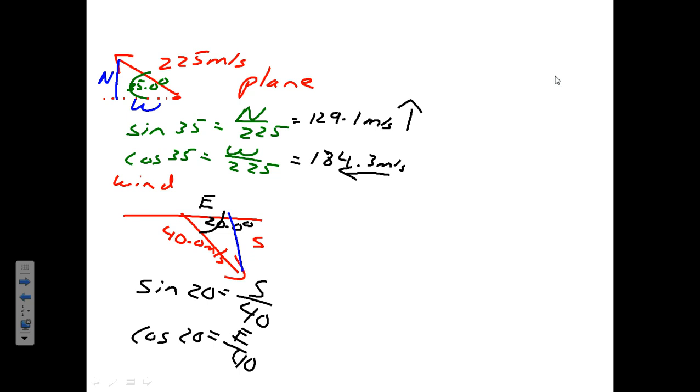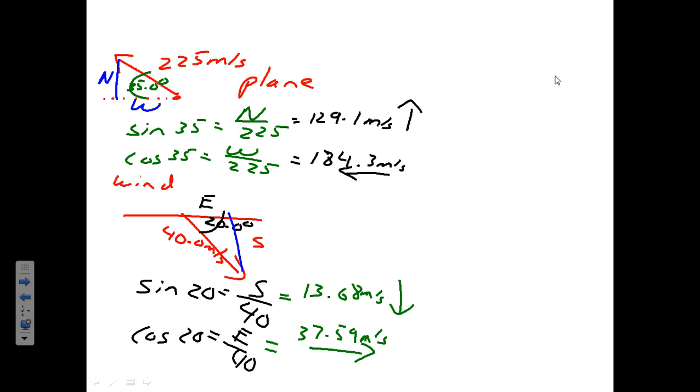So do the math. Sine of 20 times 40. So that's 13.68. And that's meters per second. And that is going that way, south. And then on this other one, cosine of 20 times 40, 37.59. And that is an eastward component, so that is going this way. All right, so we broke it into components.